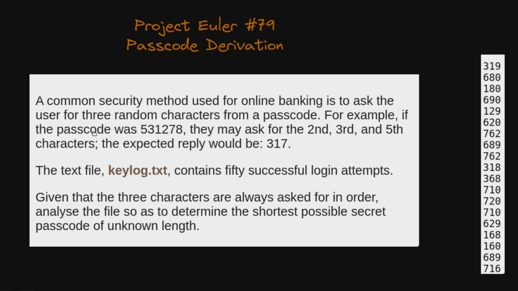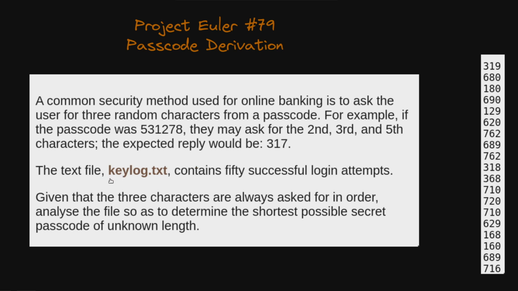For example, if the passcode was 531278, they may ask for the second, third, and fifth characters. So the bank asks the user, from a secret password, which is this 531278, for the second, third, and the fifth digits. So the expected reply would be 317, which is the second, third, and the fifth digit respectively.